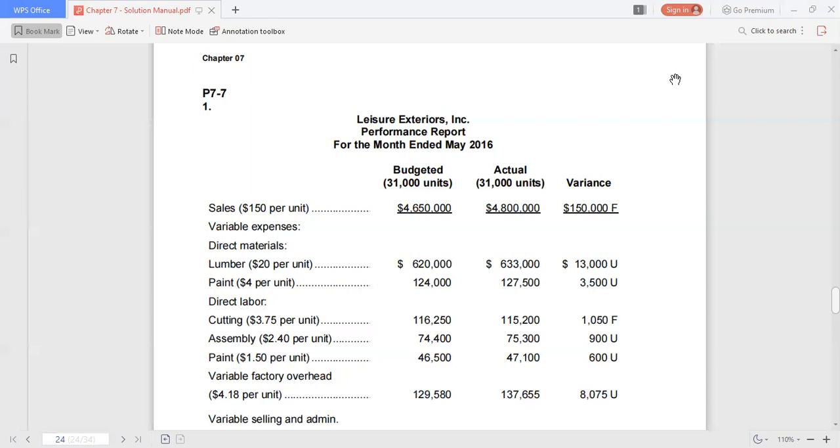And the variance, since the actual amount exceeds the budgeted amount, is favorable. Then for the variable expenses, we have direct materials, and here we have the actual amounts given. Direct material shows an unfavorable variance. Paint, again, an unfavorable variance. Direct labor for the cutting, assembly, and painting departments. We have the rates per unit and the budgeted and actual amounts. Then the variable factory overhead at 4.18 per unit is your budgeted amount, and then the actual amount.